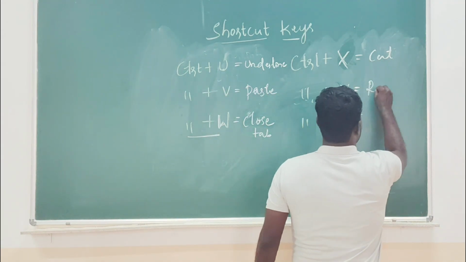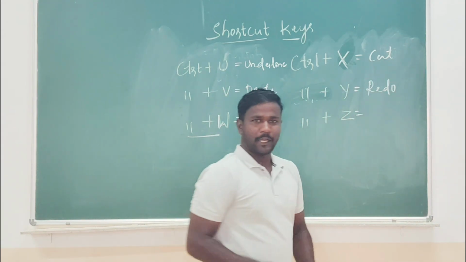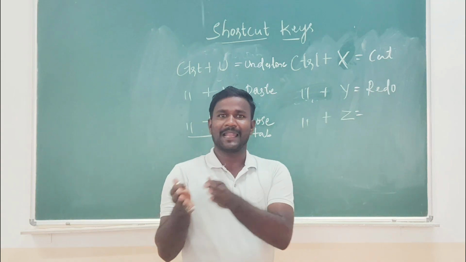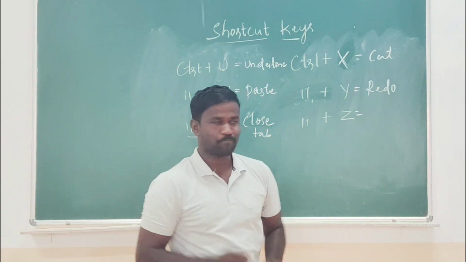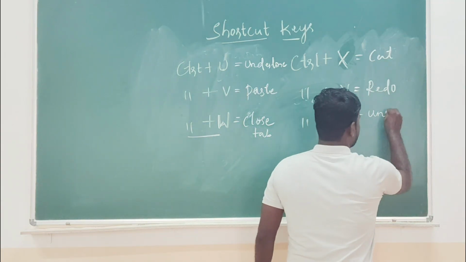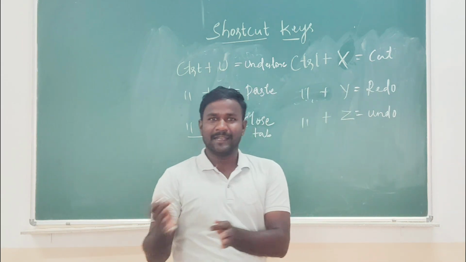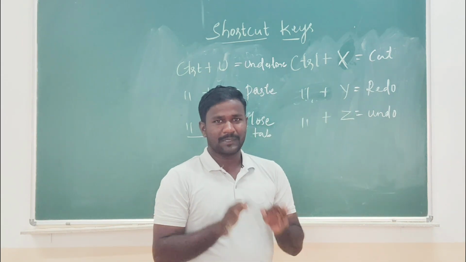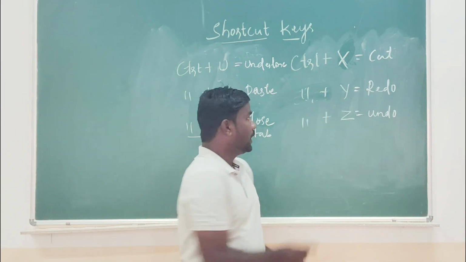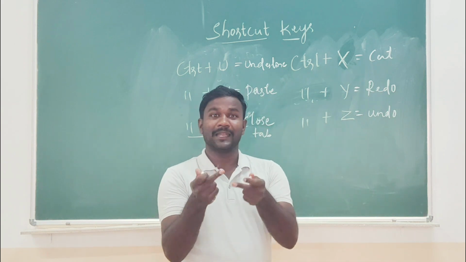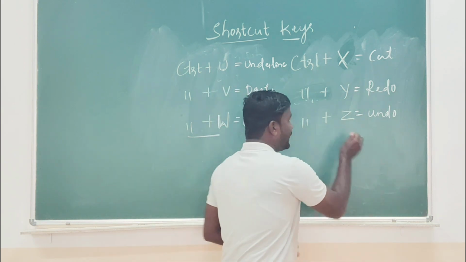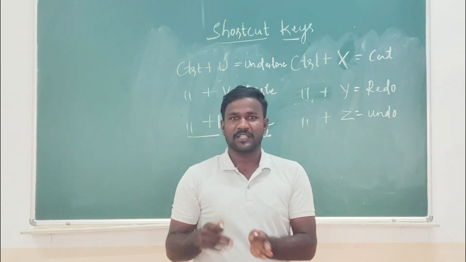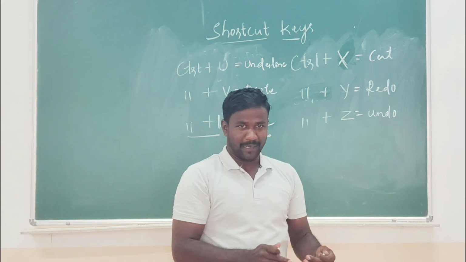And Y is for redo. Redo is a shortcut key to take back a last action which we deleted. Undo also takes back deleted things, but there is a difference between redo and undo. Redo takes back only the last action. Undo can take back up to 100 actions that you have deleted.